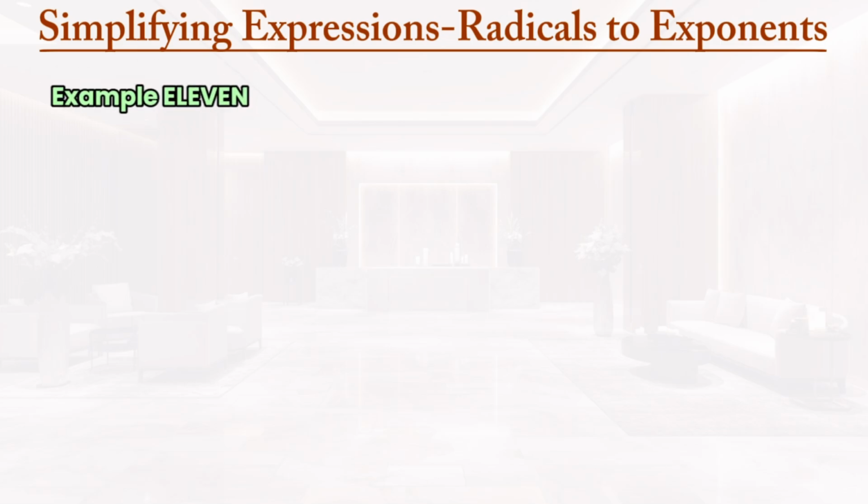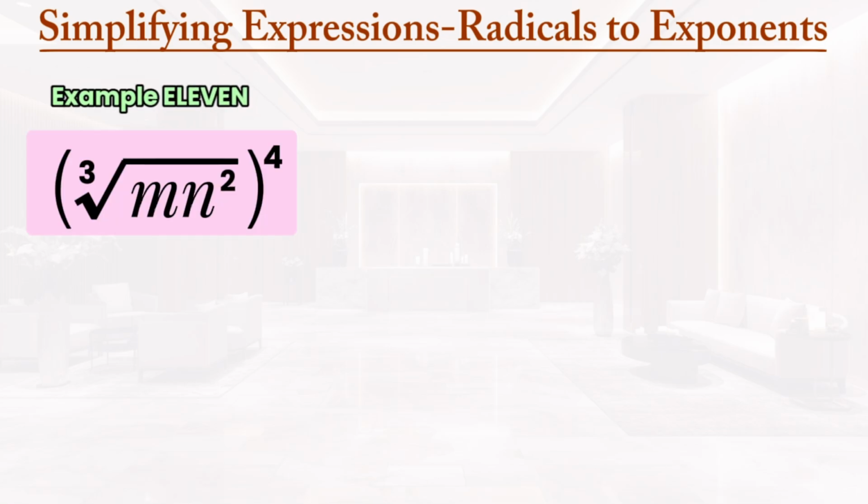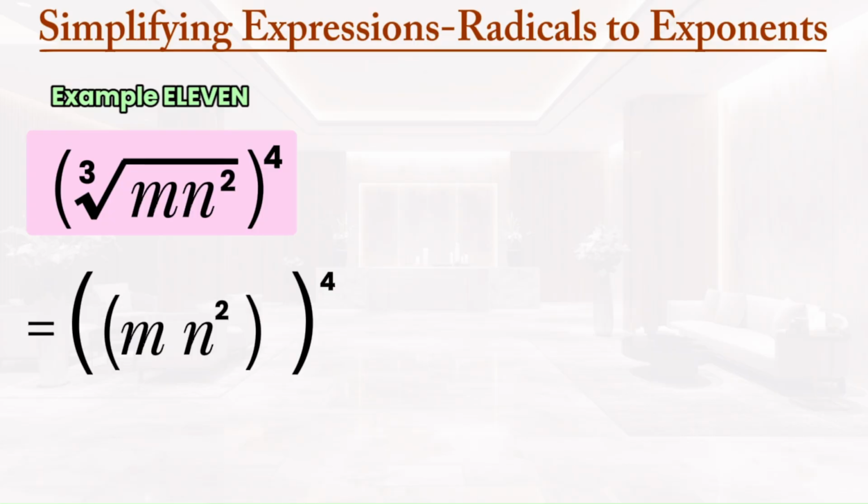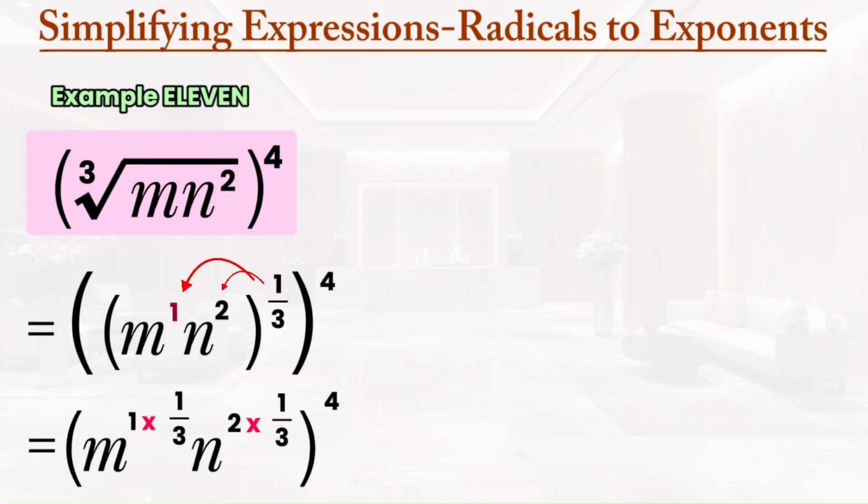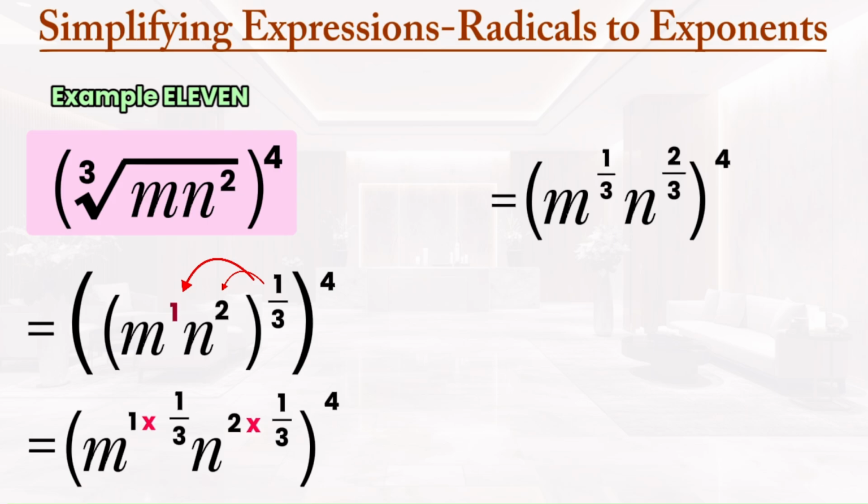Now let's check this out. How do we tackle this expression? So the first step is to focus on what's happening in the brackets. Let's turn that radical into a fractional exponent by placing mn squared in its own brackets and giving it its exponent 1 over 3. Now multiply the 1 over 3 among the m to the power of 1 and n to the power of 2. That gives us m to the power of 1 over 3 times n to the power of 2 over 3, all to the power of 4.